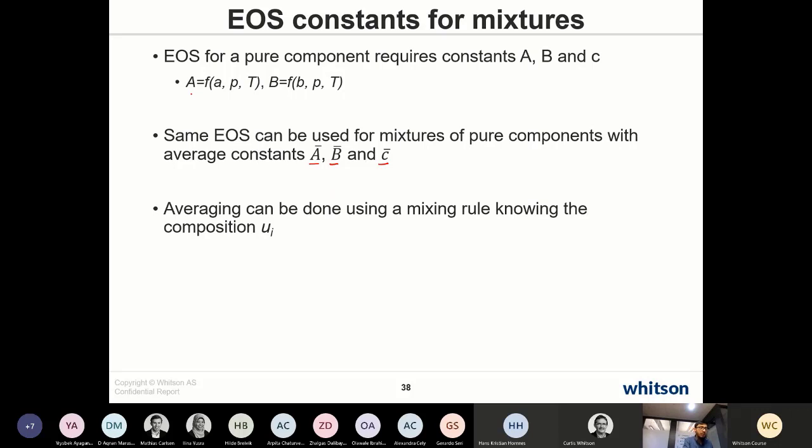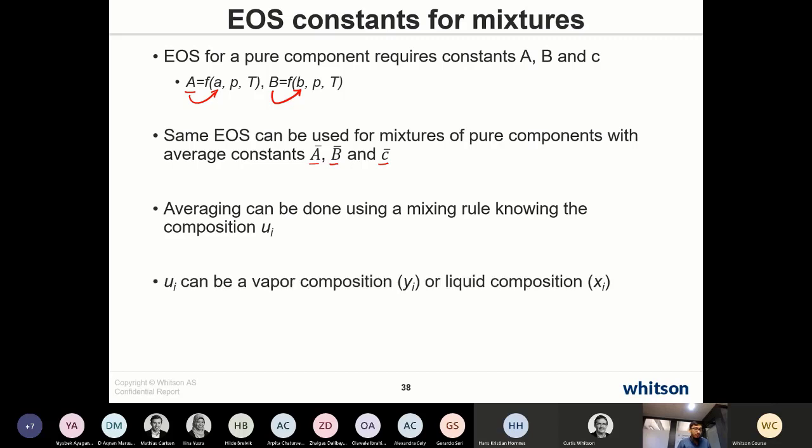Because we know that this A term here is a function of the small a, and the B term here, capital B, is a function of small b, and small a and small b are component dependent. So they are different for different components. And there is one capital A and capital B that goes into the equation of state model. So we need to calculate an average A, average B and average C based on the composition. This averaging can be done using some kind of mixing rule, knowing the composition of the fluid, meaning the amounts of different molecules present in that mixture.